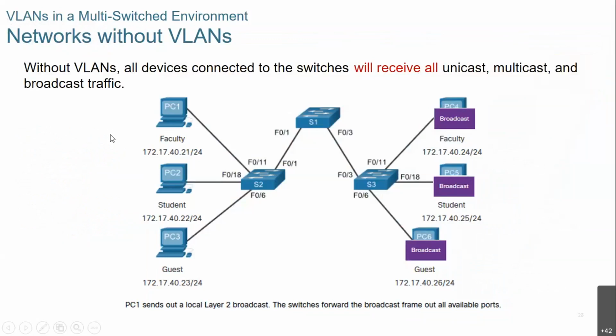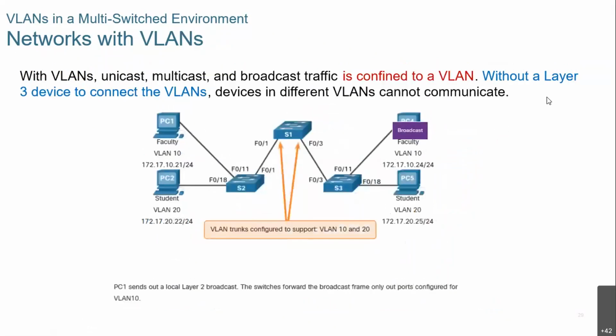So without VLANs, as I said just now, this whole thing is one big broadcast domain. If this one is sending a broadcast, everybody gets it. But what VLAN does is that it groups everybody so that the broadcast will only run within the group. Okay, it will limit the broadcast traffic.